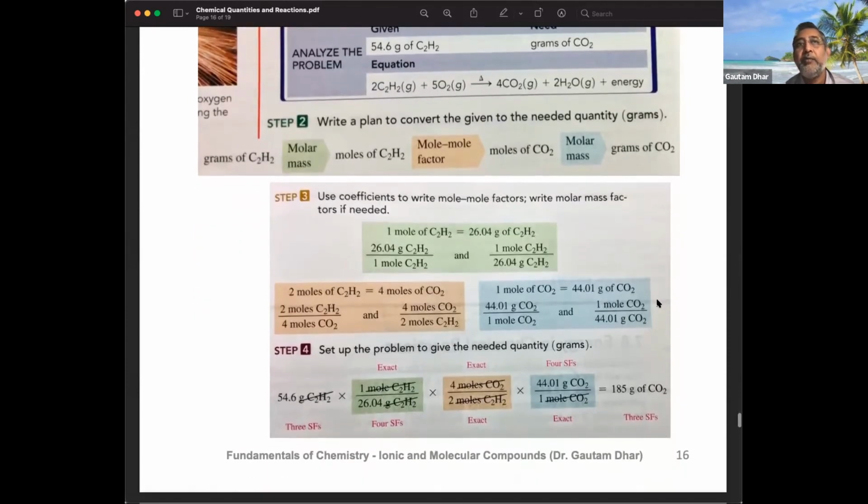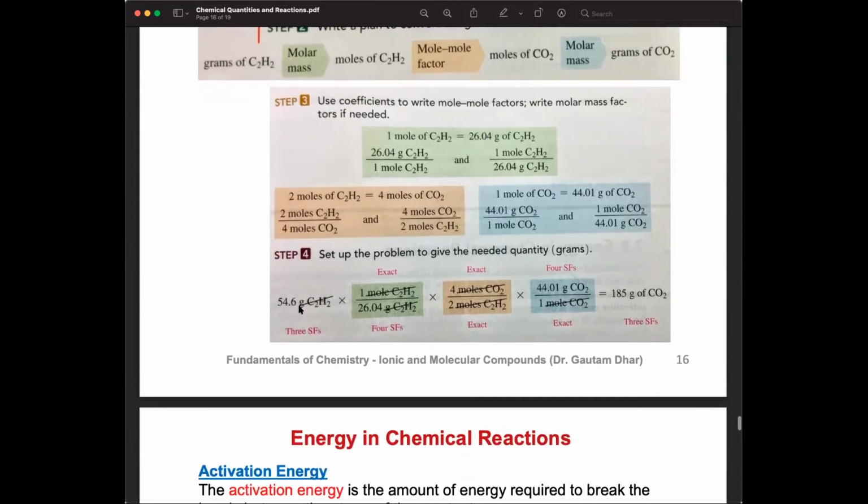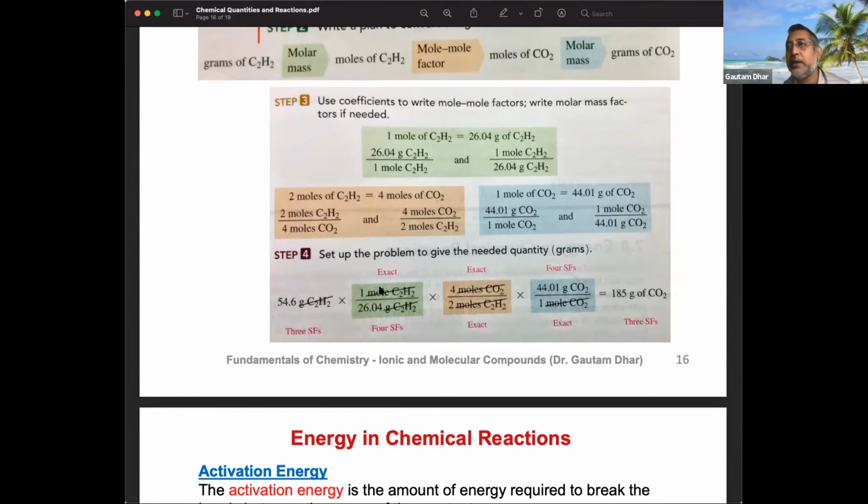Now, the coefficients in the equation tell me that this is the stoichiometry, the one in the pink and the blue. Now here we have the molar mass. 1 mole of acetylene is equal to 26.04. Now follow the units. So even before I start writing numbers, I write the units. So that is what we taught, right? We learned in the measurement chapter.